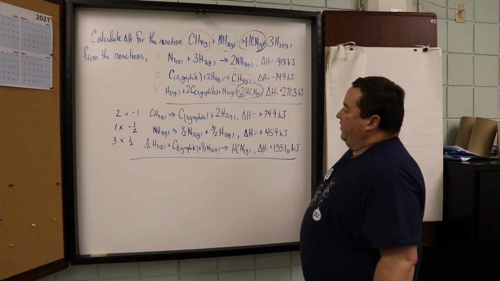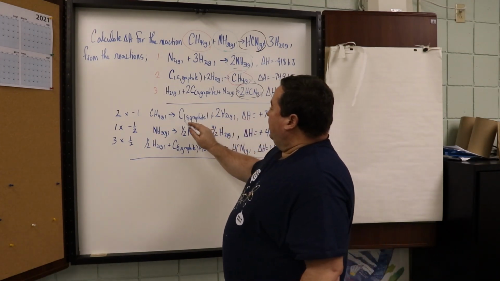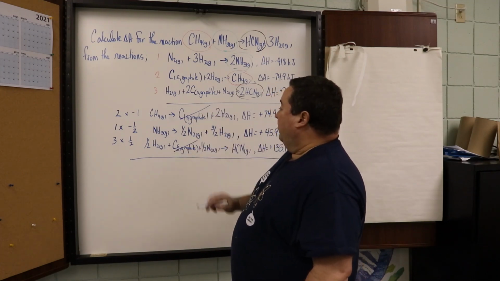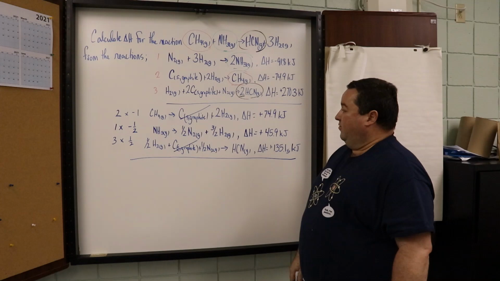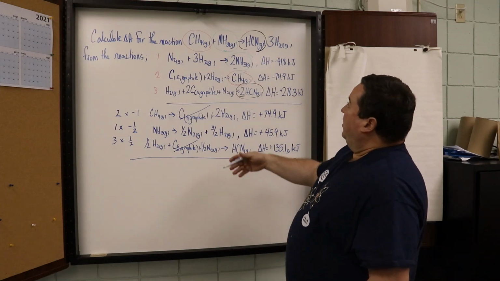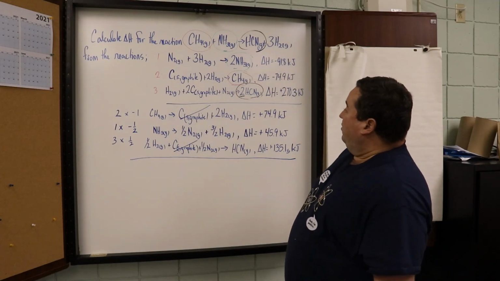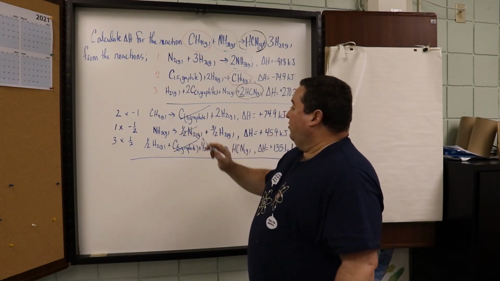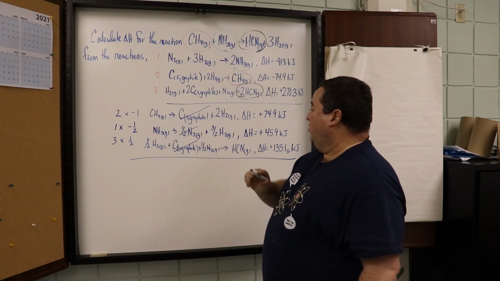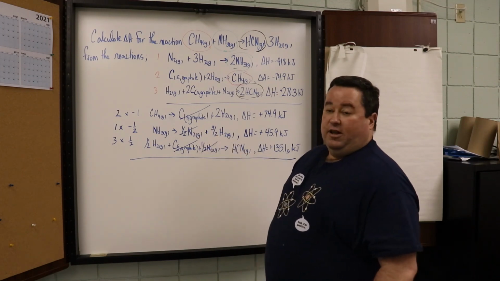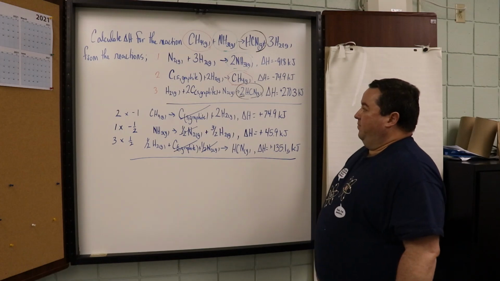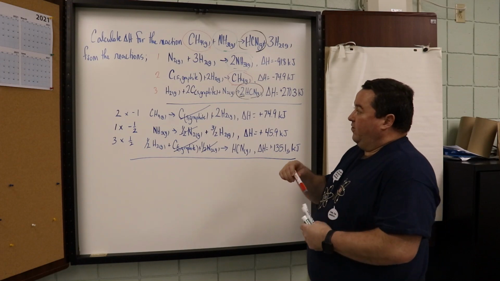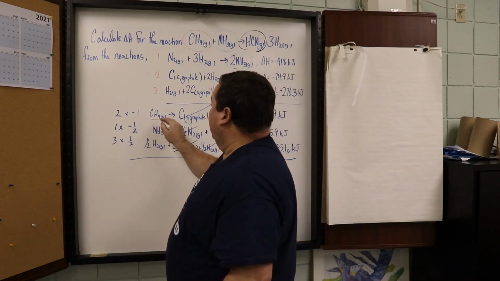So now we can look for things to cancel. Graphite is on the right-hand side in this equation, 1 mole of graphite, and 1 mole of graphite on the left here. They'll cancel. Also, the nitrogen doesn't appear in the final equation, so I'm hoping that will cancel as well. I have a half a mole of nitrogen on the right in this equation. I have a half a mole of nitrogen on the left in this equation. They cancel.